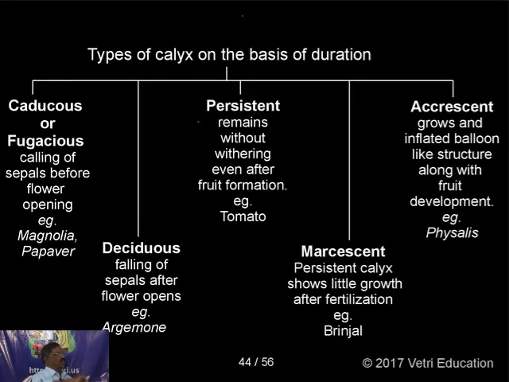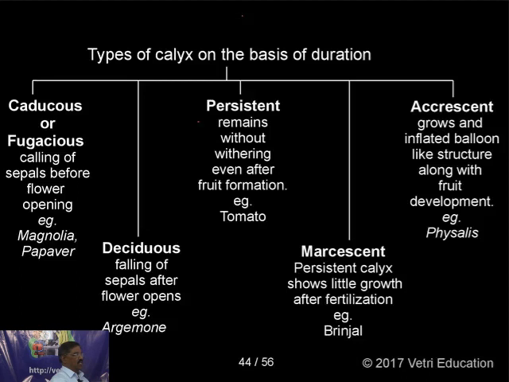And types of calyx based on the duration, based on the lifespan of the sepals, are classified into 5 types. The first one, caducous or fugaceous, falling off of the sepals before the flower opens. Before the flower opens, the sepals fall off. Example, magnolia. In deciduous, what happens? Falling of the sepals and petals as soon as the flower opens. After the flower opens. And then the third one is the persistent.